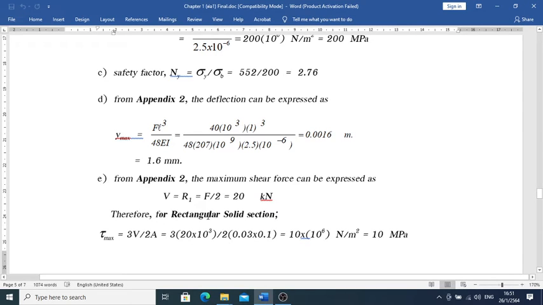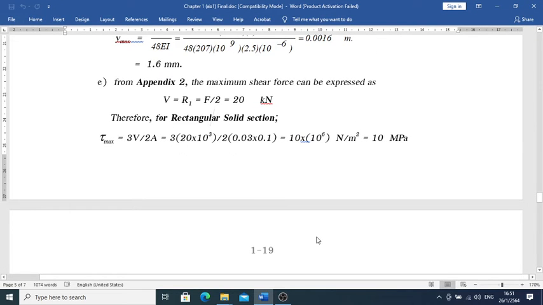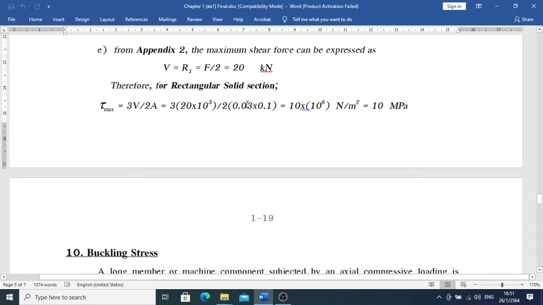So therefore, the tau max is going to be equal to 3V over 2A, because this is a rectangle, right? It's going to be right there at the center of the beam. Okay, so therefore this is the answer to question E, respectively. So this is based on the example of the bending beams anyway.